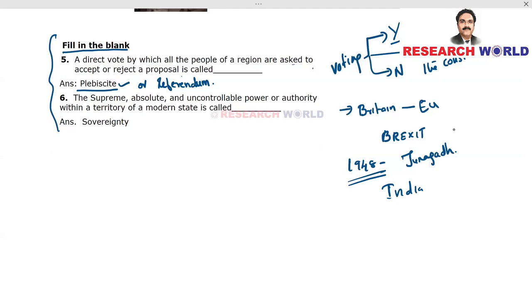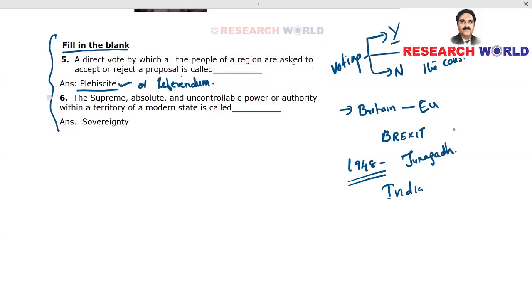Likewise, a referendum was conducted in Britain, which resulted in Brexit, exiting United Kingdom from European Union. So the answer is plebiscite. Hope you have understood this concept of plebiscite.